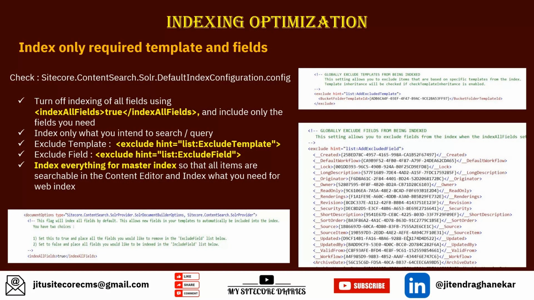So this is the first best practice to optimize your indexes: index only required templates and fields. If you are using index all field true, then do add all your excluded fields in the exclude field list. Do add your excluded templates in the excluded template list.